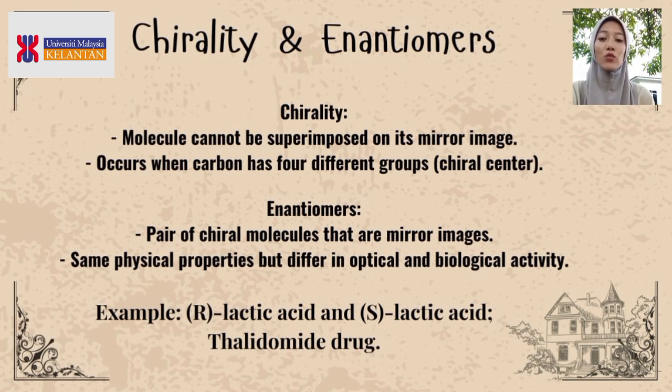Enantiomers are a pair of chiral molecules that are mirror images of each other, even though they look alike, they can act differently. For example, they can rotate light in opposite directions or have different biological effects. A real-life example is lactic acid, which exists in R and S forms. Another famous case is the thalidomide drug, where one form worked as medicine and the other form caused birth defects.